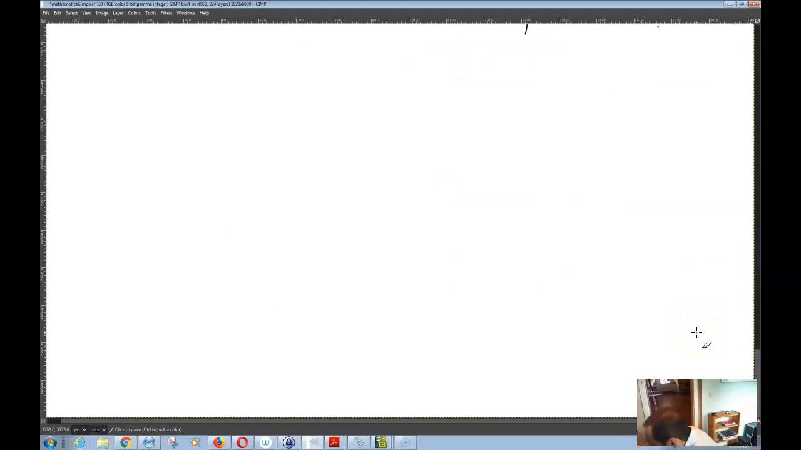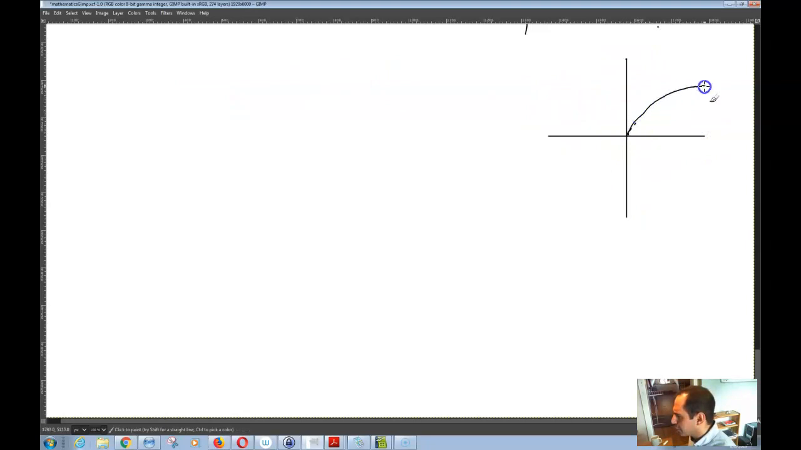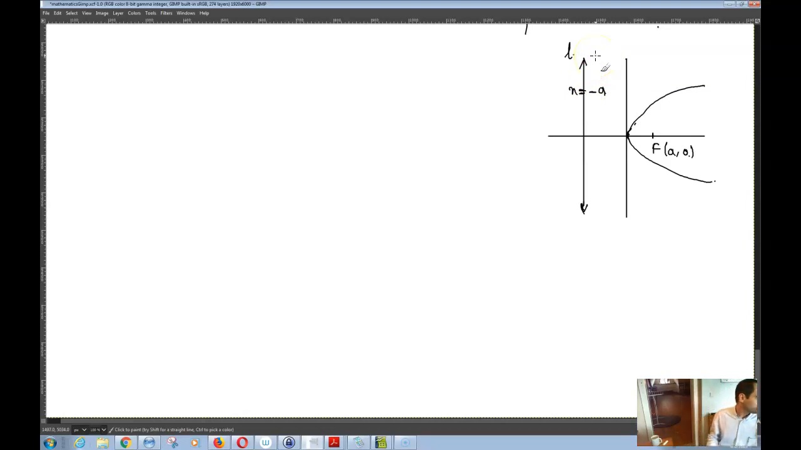Anyway, now let's go. What we want to do here is the first configuration that we drew, which is this configuration. Let's say that you have a parabola over here, where you have your focus F with coordinates (a, 0), and you have your directrix, this line. Let's say that this is L, with equation x equal to negative a.